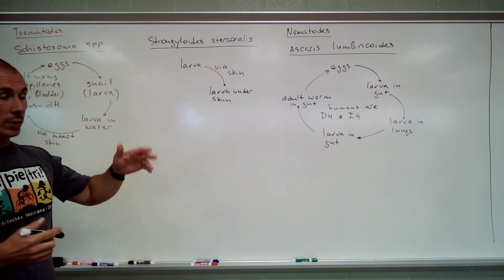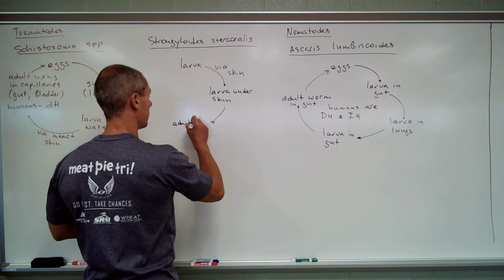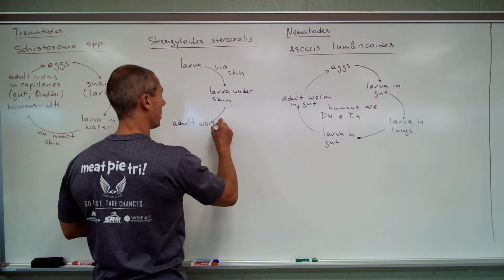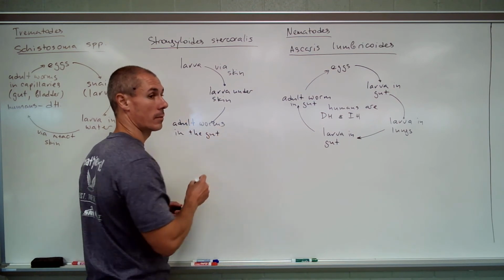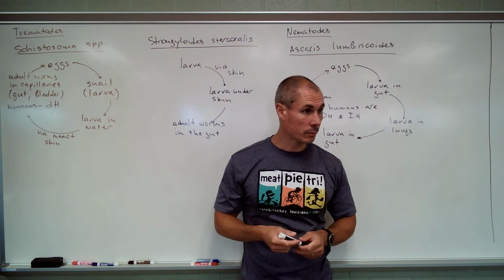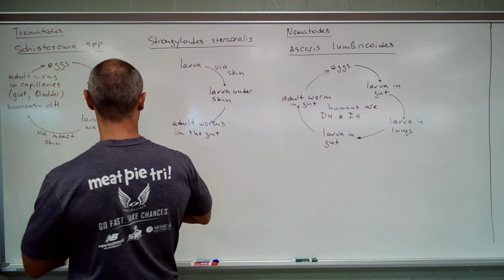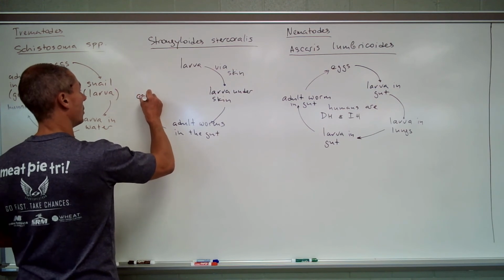Larvae end up in the circulation, develop into adult worms in the gut. That make sense? So these adult worms plus eggs.